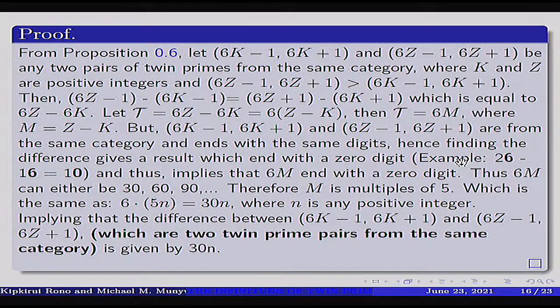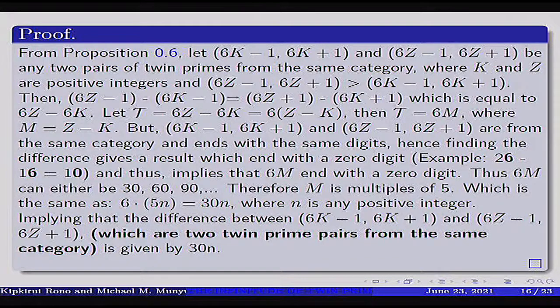Okay, this one. Any 2 pairs of twin primes where k and c are positive integers, and then 6c minus 1, this one I've explained. When you find 6c minus 1 and subtract 6k minus 1, you are getting something like this, t, which is 6c minus 6k. And then when you factor out, you are getting t, which is equal to 6m.